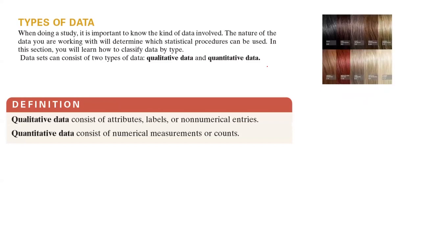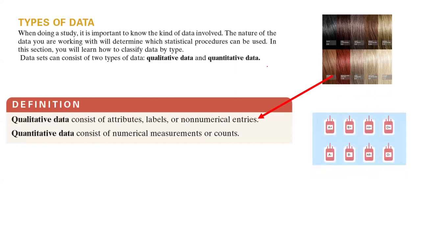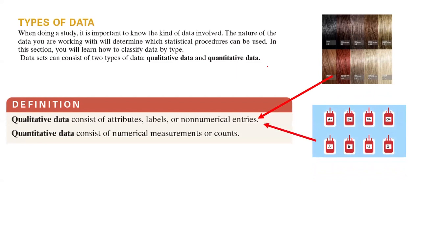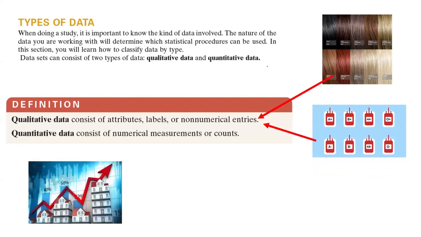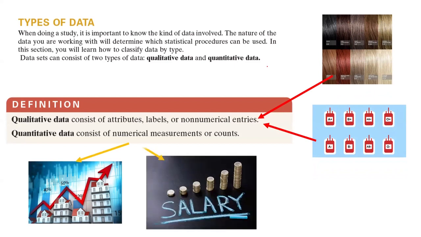For example, hair color is an example of attribute, so it is a qualitative or categorical data. Another popular example is blood type, which is basically categorical or qualitative data. Examples of quantitative or numerical data are housing prices or salary.